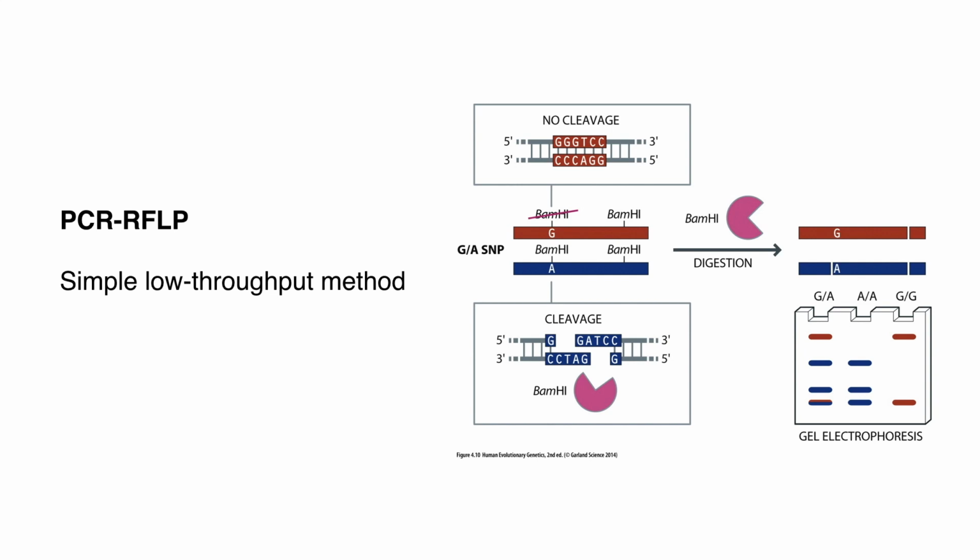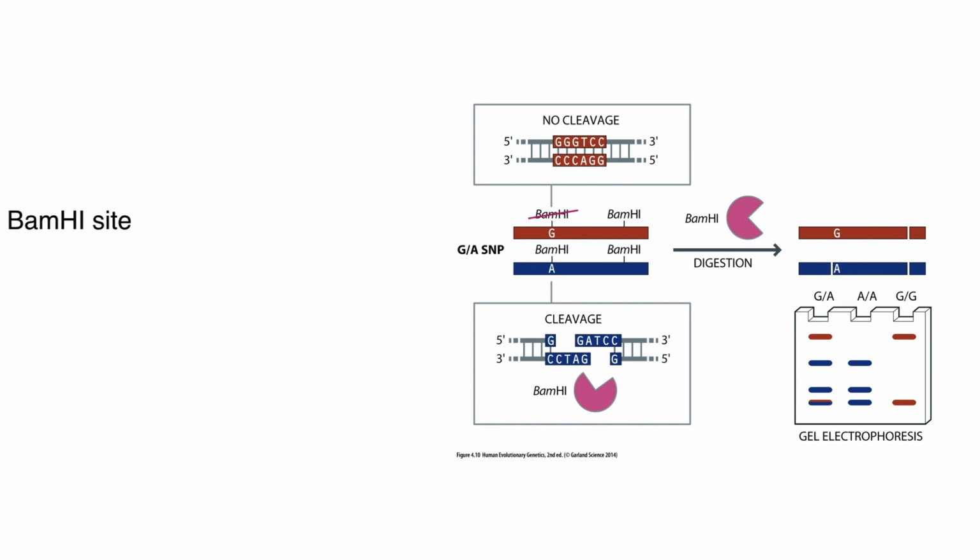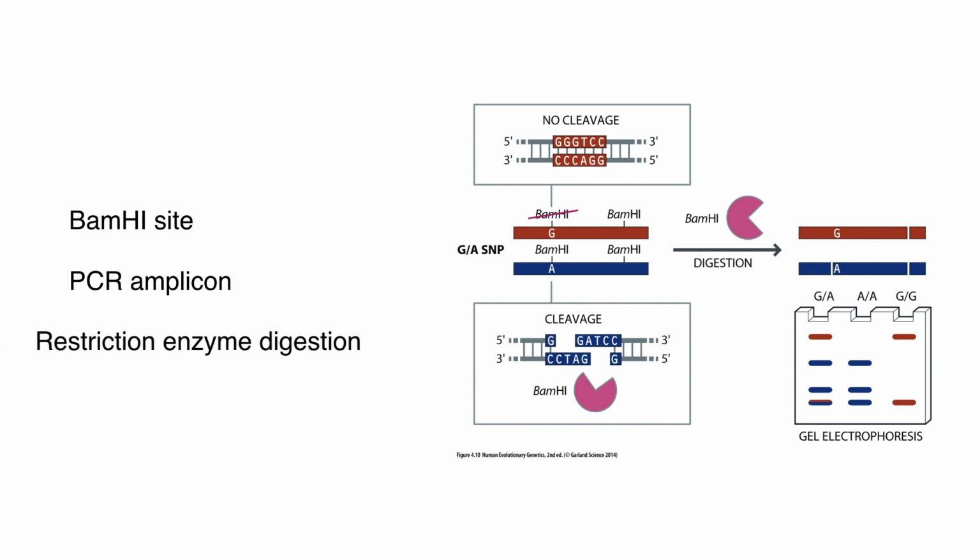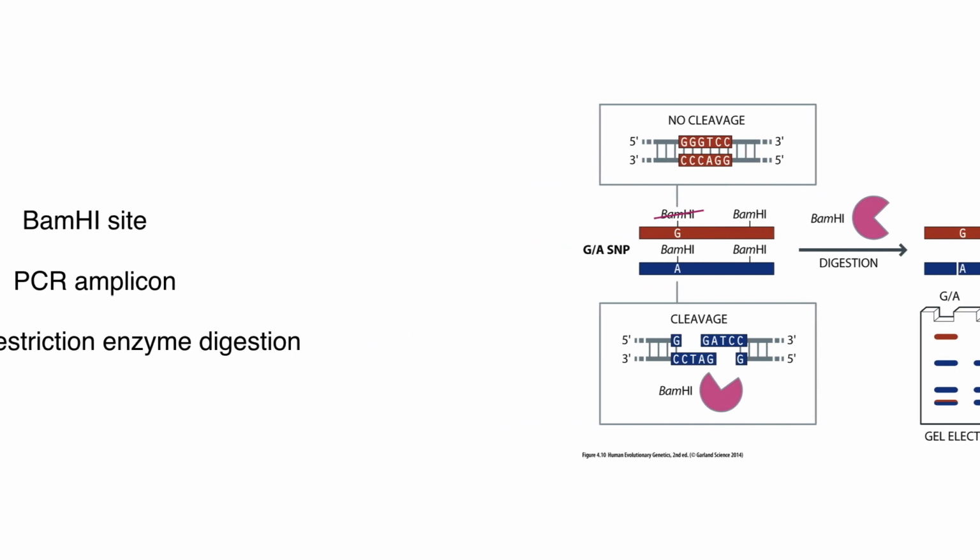In this hypothetical example, a G versus A SNP creates or destroys a restriction site for the restriction enzyme BamHI. A second constitutive site within the same PCR amplicon provides a positive control for the completeness of restriction enzyme digestion.